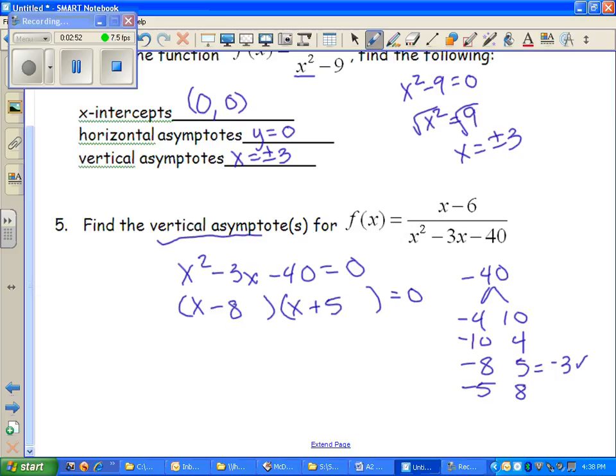And so that's going to be equal to 0. So you need to set each of these equal to 0 and solve. Here we're going to solve by adding 8. Here we're going to solve by subtracting 5. And here we have our 2 vertical asymptotes for the problem.